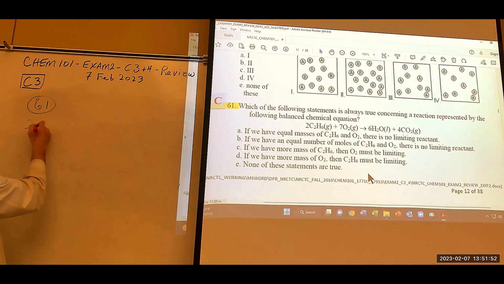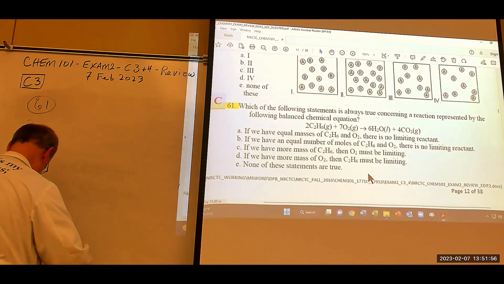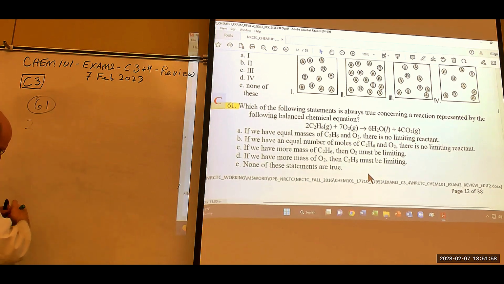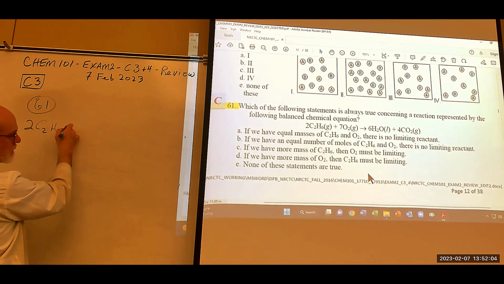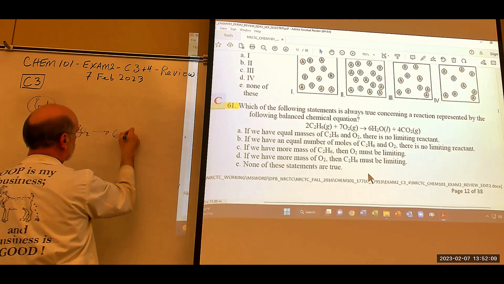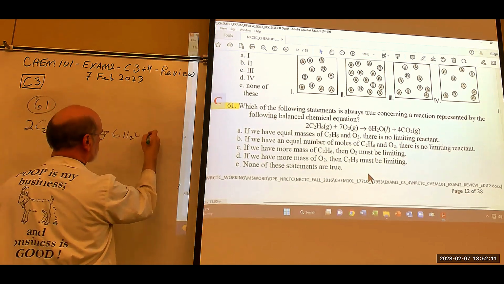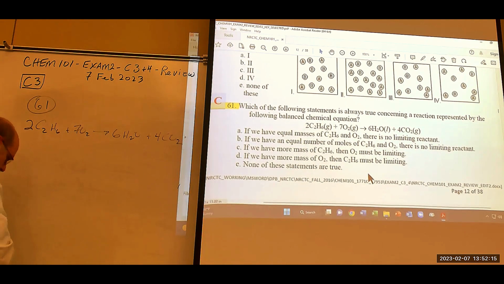Let's see, 2. I think I need a new marker. These things don't last very long. 2C2H6 plus 7O2 yields 4CO2 plus 6 water. This one's crapping out on me too. All right. This one.